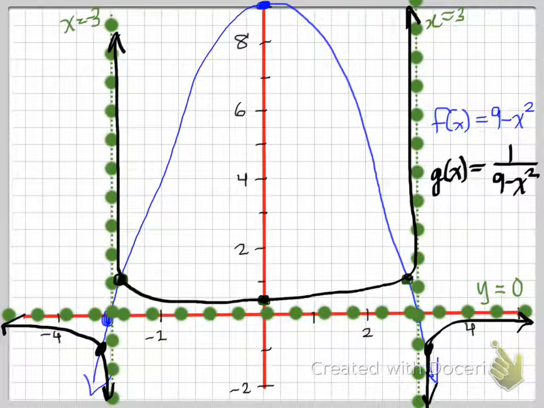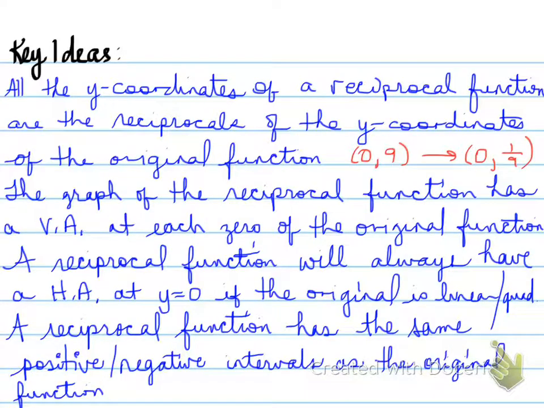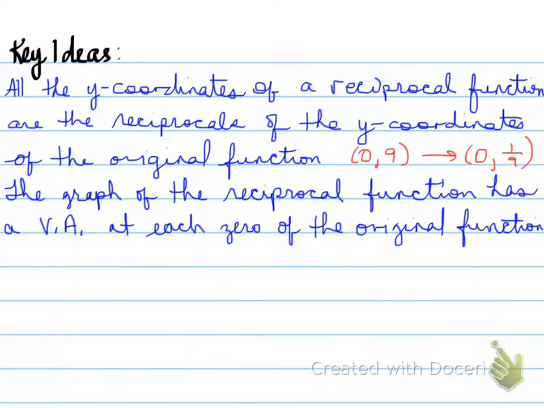All right, back to the next page. Way too much writing here, folks. Just a second. So here we go. The graph of the reciprocal function has a vertical asymptote at each 0 of the original function.